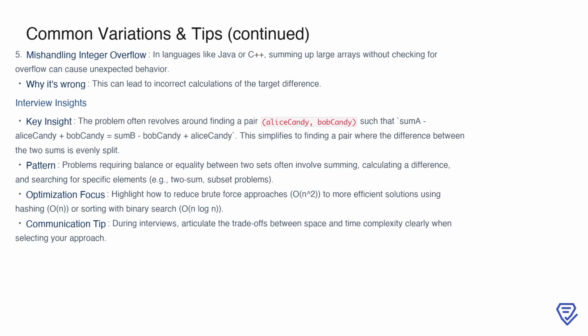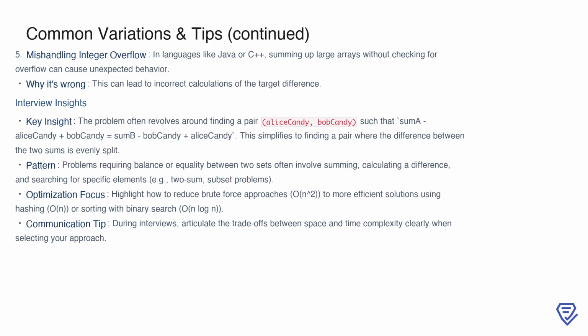At its core, this problem is about finding a pair of values, one from each array, such that swapping them balances the sums. Mathematically, this boils down to evenly splitting the difference between the two sums. This type of pattern, balancing or equalizing two sets, appears frequently in problems involving sums, differences, and searching for specific elements, like two-sum or subset problems. Optimizing your approach is another important aspect. Instead of brute force, you should focus on efficient solutions like using hashing for O(n) complexity or sorting with binary search for O(n log n).